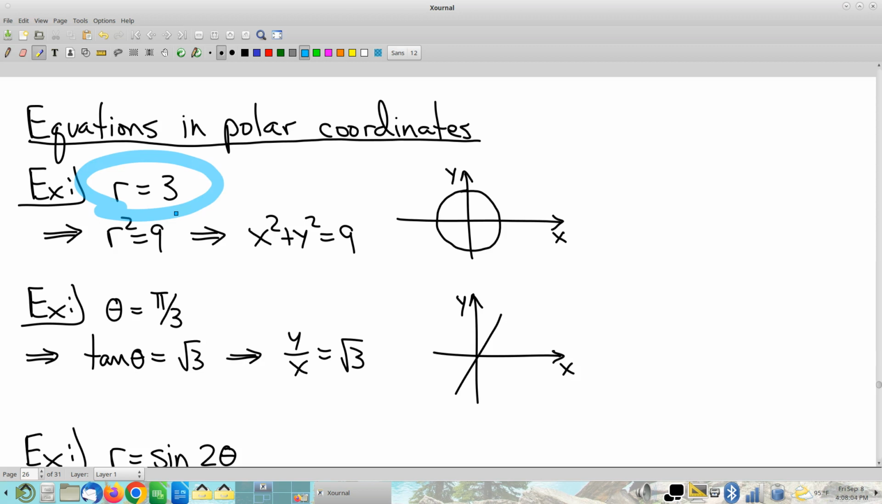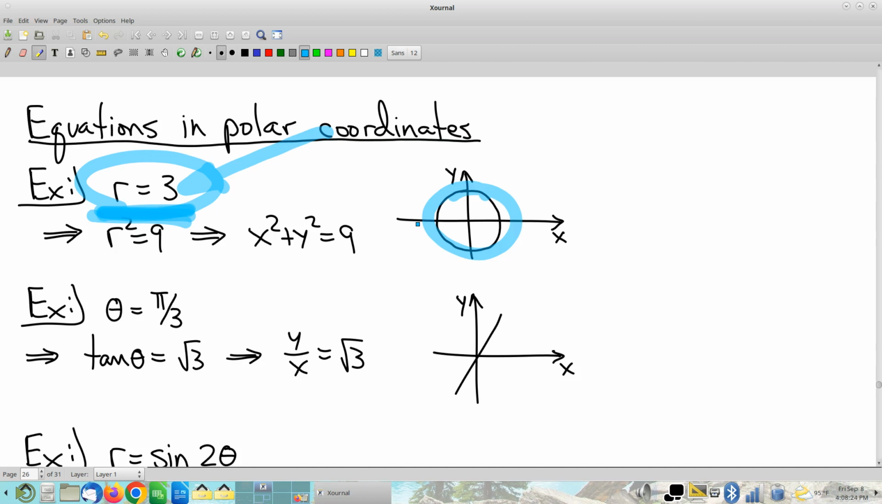R equals 3. If you think about it, it says right there that R is positive because it's 3, which is positive, which means that R is a distance from the origin. And so this says, look, I want to know points whose distance from the origin is 3. And geometrically, that's easy. That's a circle. So we already know what this is.